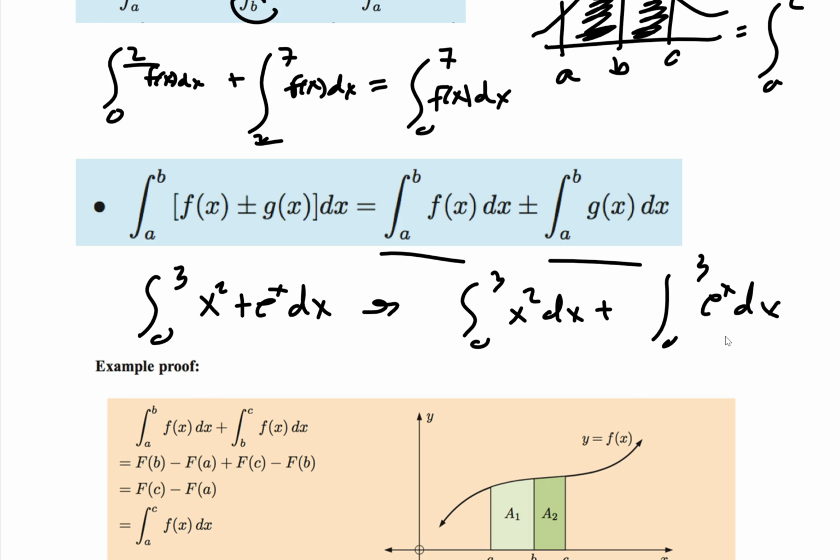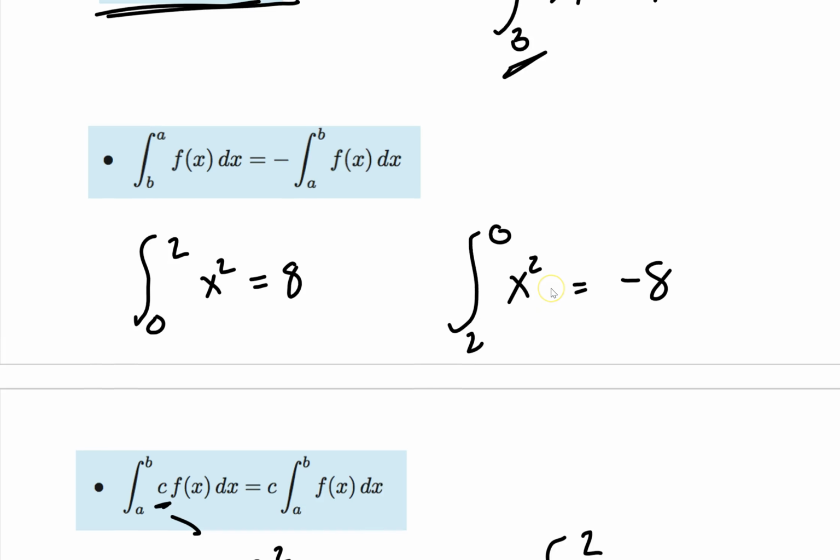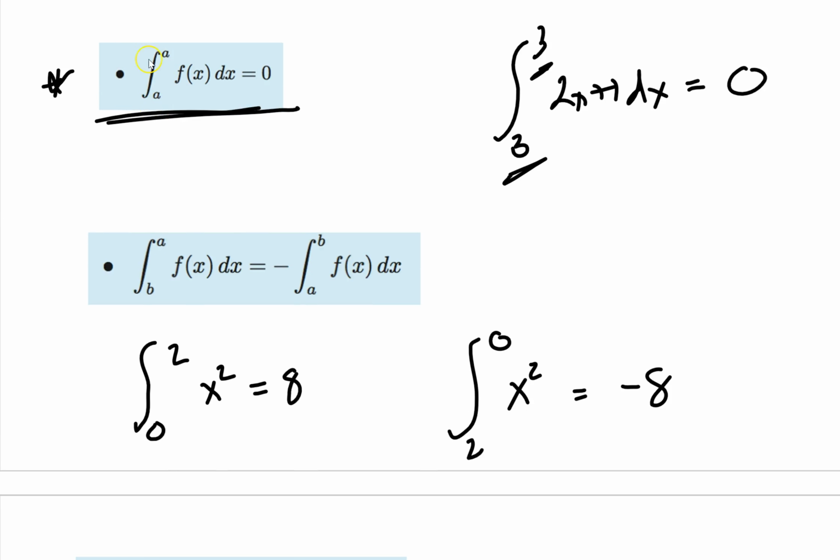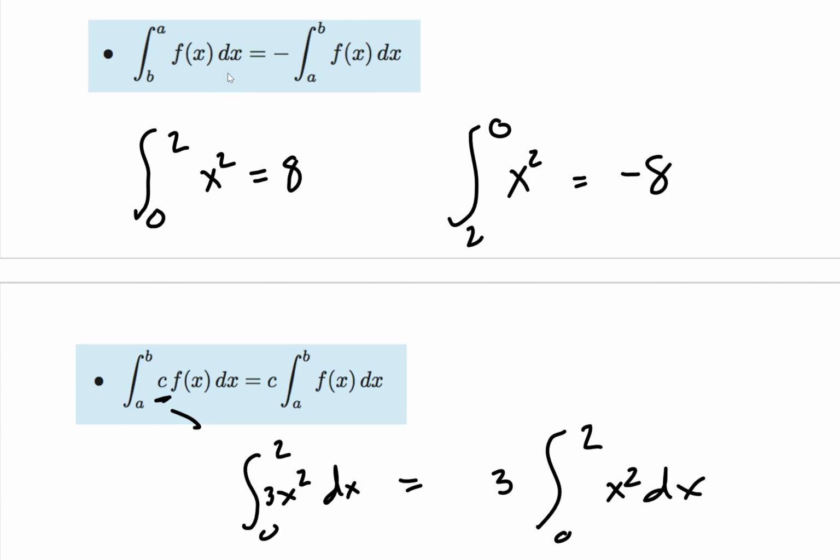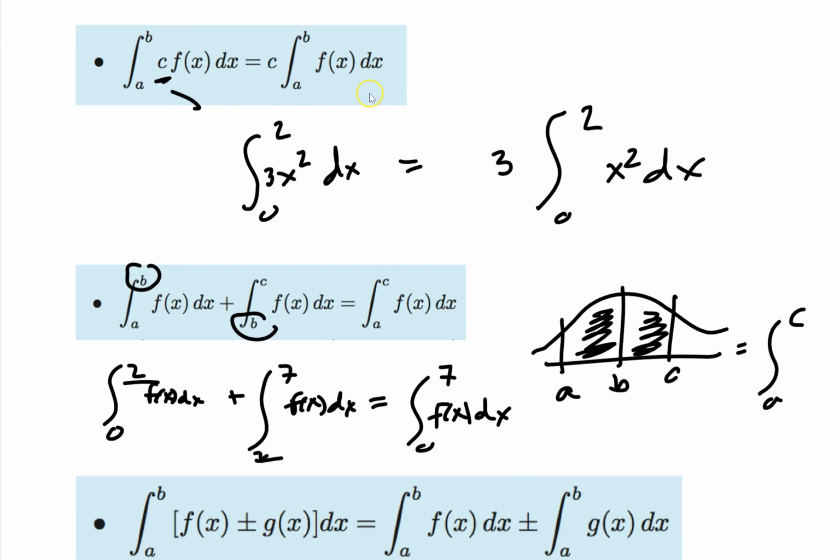You get the exact same answer. So a couple of new rules, a couple old ones. Classic: if the limits are the same, you automatically get 0. Here's a new one: if you switch the limits, it's an important one, then it negates it. That's all it is. So if you see the limits switch, you negate it. You can pull out the constant. That's an oldie, but an old classic.